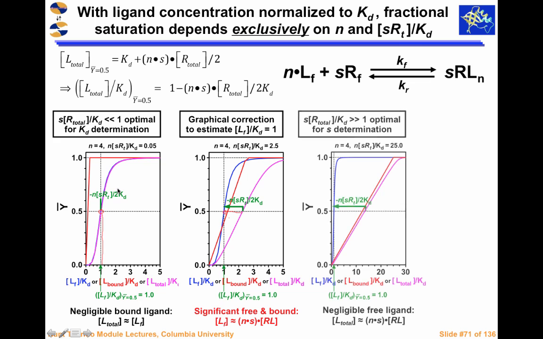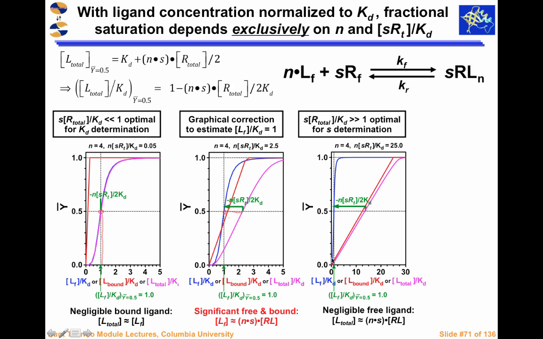Now let's go to the other extreme, where NSRT over KD is very large, in this case 25. This is the same condition that we considered earlier in terms of NSRT. In that case, we had a KD of 2 and an NSRT of 50. That does correspond to NSRT over KD equal 25. So we're considering a similar circumstance, only in this case we're considering N equal 4.